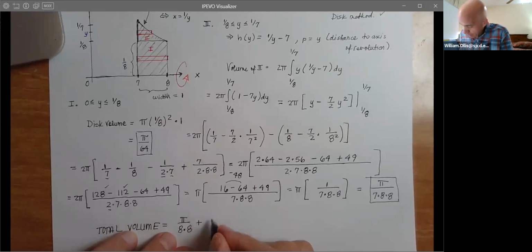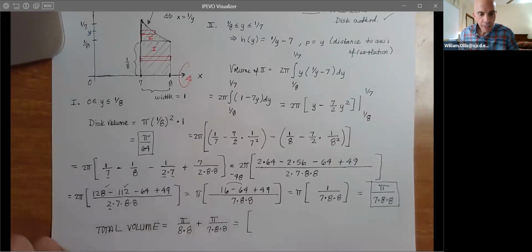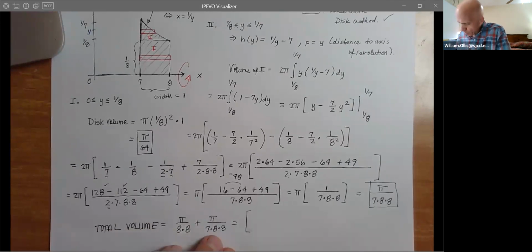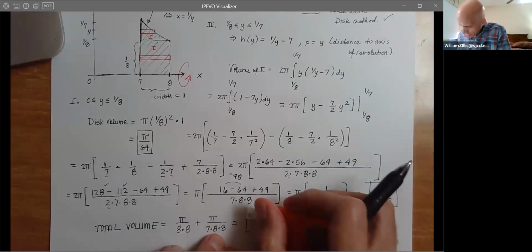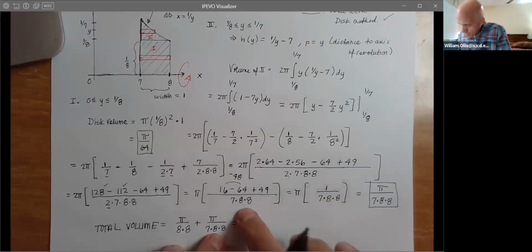Plus pi over 7 times 8 times 8. Okay, and so I guess this will actually work. And so now we can factor all of this. This is really odd looking, but I guess that's what WebAssign does when they generate these things.